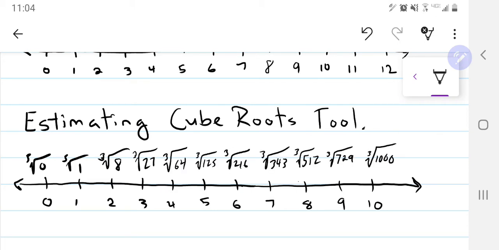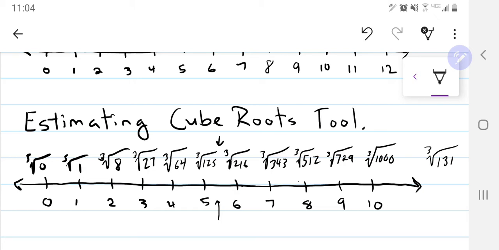There you have it, the rest of the list. Make sure your answers are there. How are we going to use that? Well, I'm going to say, estimate the cube root of 131. And you're going to find it on this tool and say, oh, well, that should be somewhere in between the cube root of 125 and the cube root of 216. So then the real answer is going to be somewhere between 5 and 6.